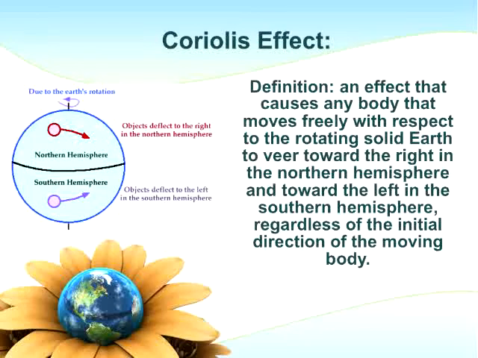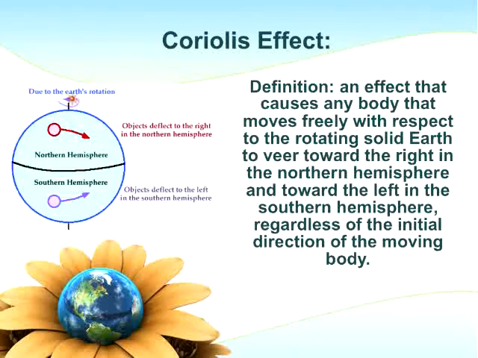The next thing it talks about in this chapter is the Coriolis effect. By definition, the Coriolis effect is an effect that causes any body that moves freely with respect to the rotating solid Earth to veer towards the right in the northern hemisphere and towards the left in the southern hemisphere, regardless of the initial direction of the moving body. So if you don't really understand that, look at this image over here.